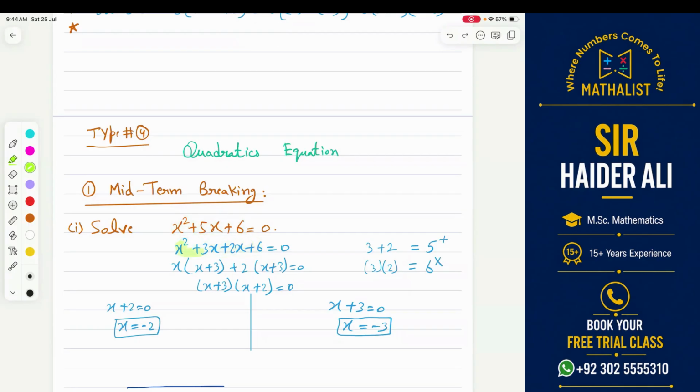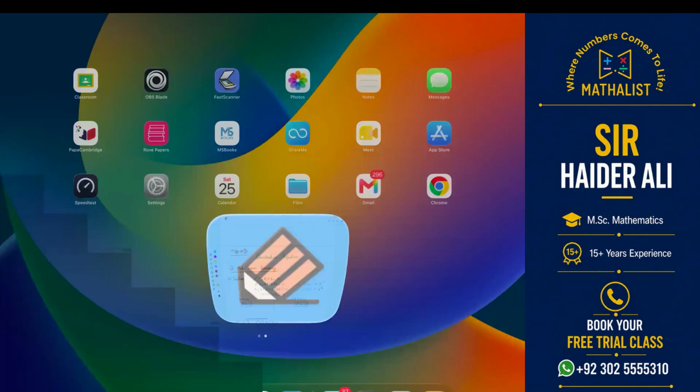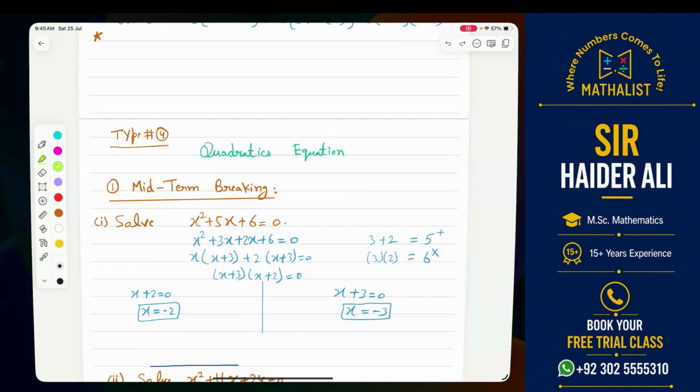After making it 4 terms, you apply the two pair method. First two, x common, next two, common, and you can solve it. But first of all, you apply midterm breaking of the middle term. I mean, you make the pair. It's first pair, it's second pair. And I think that is included in your syllabus.